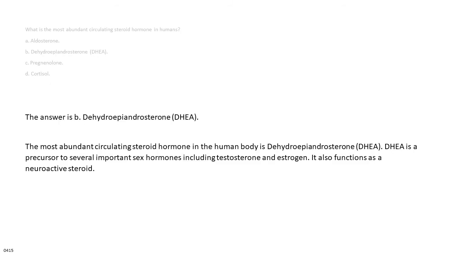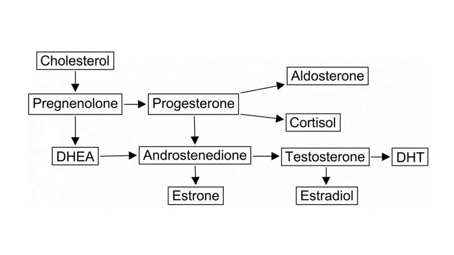The answer is B. Dehydroepiandrosterone, DHEA. The most abundant circulating steroid hormone in the human body is dehydroepiandrosterone, DHEA. DHEA is a precursor to several important sex hormones including testosterone and estrogen. It also functions as a neuroactive steroid.